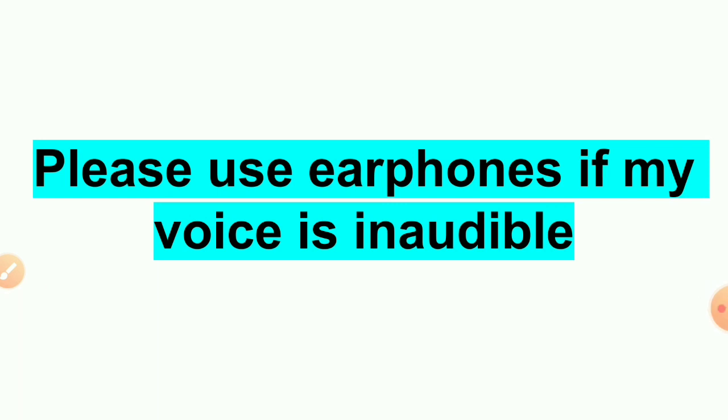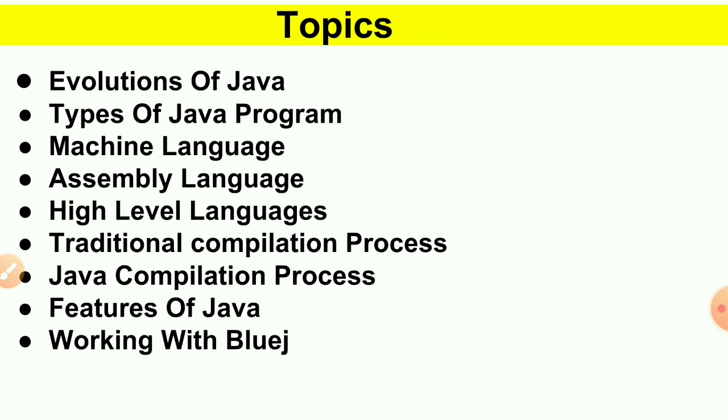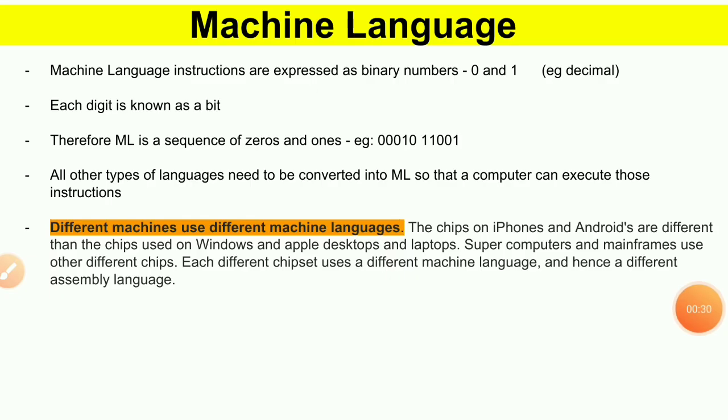So last time we were discussing chapter 2, Introduction to Java, and we covered evolution of Java, types of Java program, and today we'll be looking at machine language, assembly language, and high level language. Okay, so let's start with machine language.